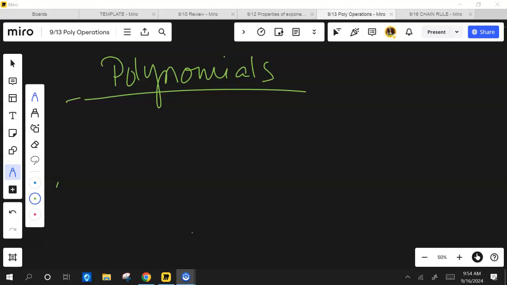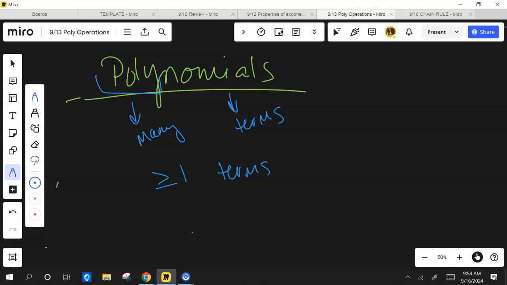You're close. Many. So poly is many. You're actually really close. It's many terms, but it doesn't have to be many. It could be one or more terms based on polynomial. So now my question to you is, what is a term?